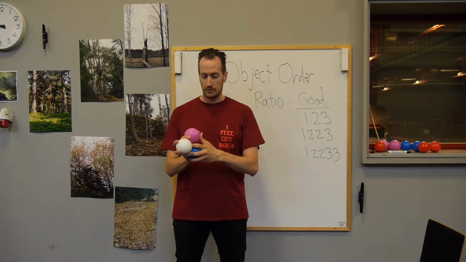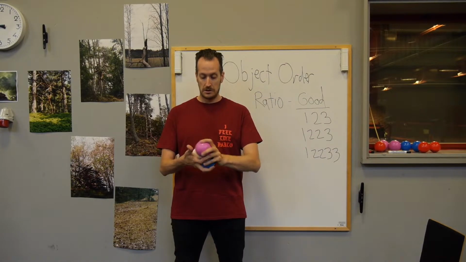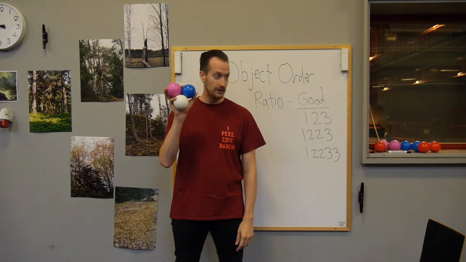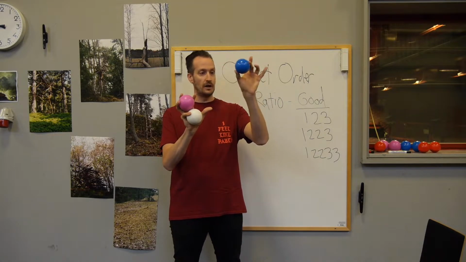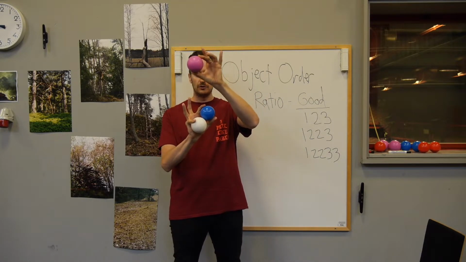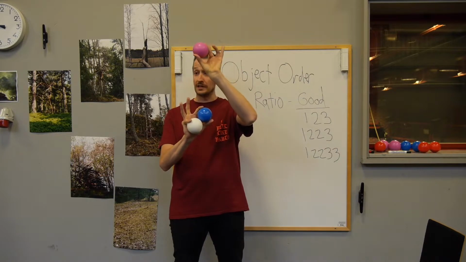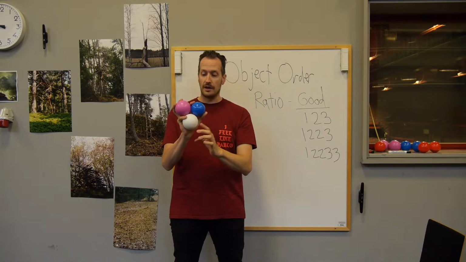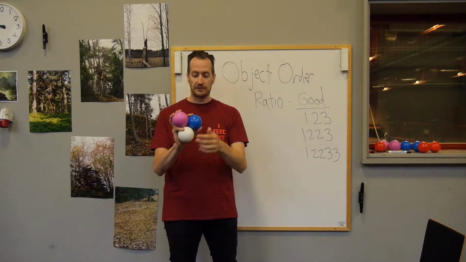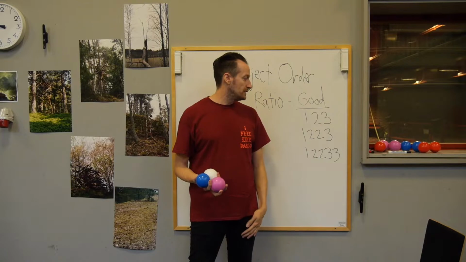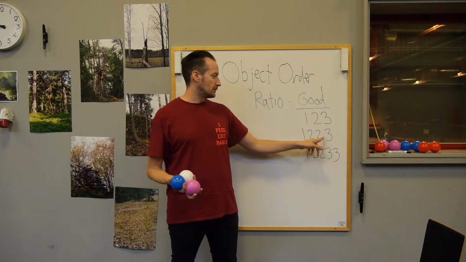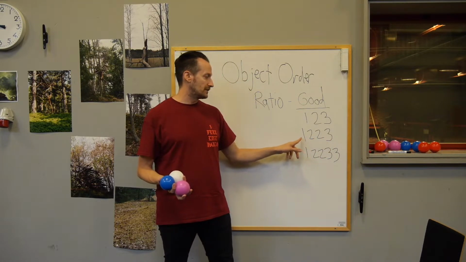Again, if we go back to ball order, we have the first ball, it's the blue one. I do something with 1, then I do something with number 2, then I have to do something with number 2 again, and then I do something with number 3. So this second ball gets thrown twice. And the reason that this is good, looking backwards, it's a little bit obvious.